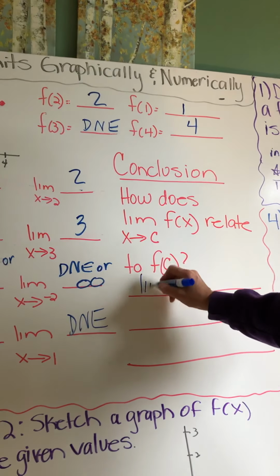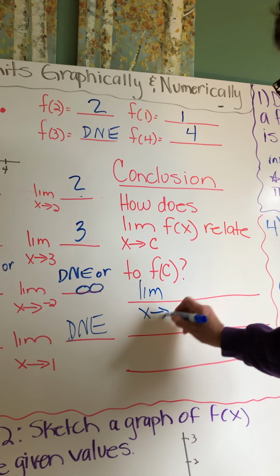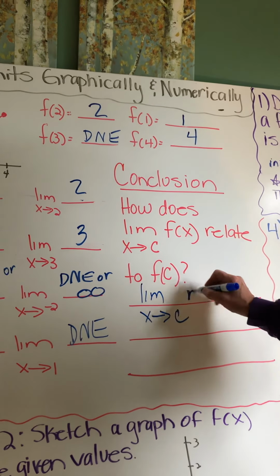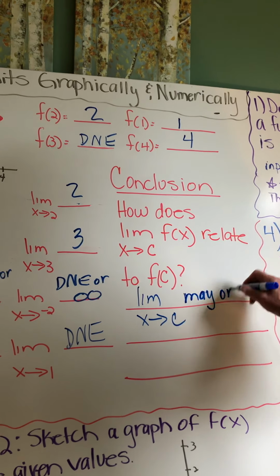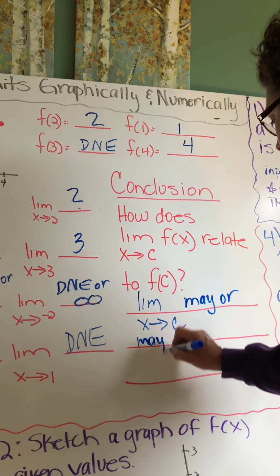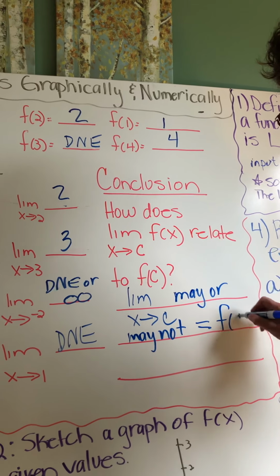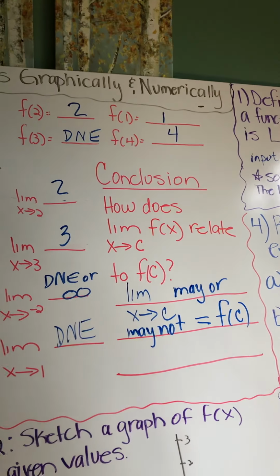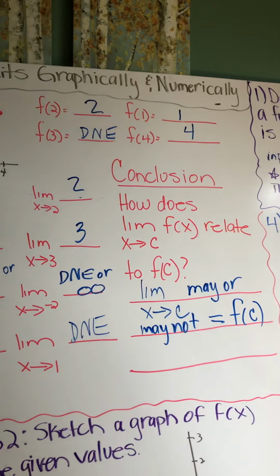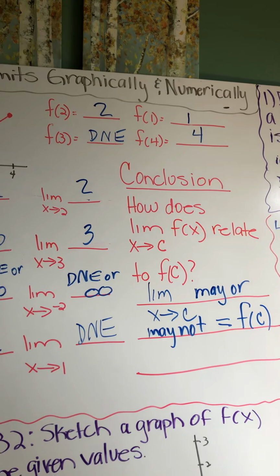The limit as x approaches c may or may not be equal to f of c. You just have to evaluate them separately. One does not rely on the other. Okay, let's go over to number 4 here. Let me get a red marker.